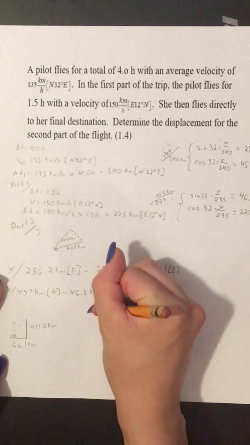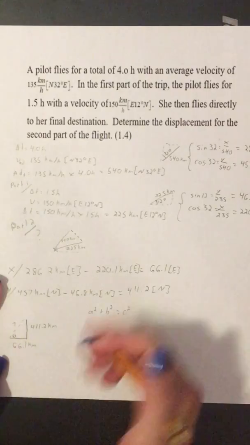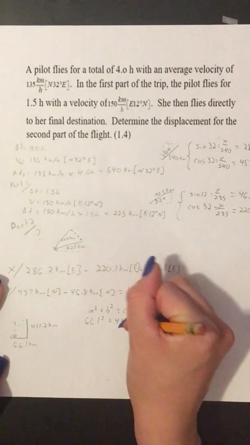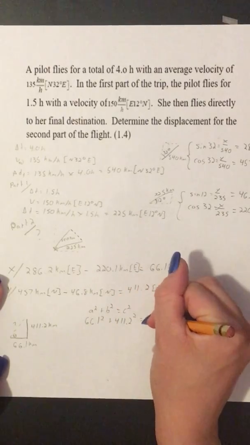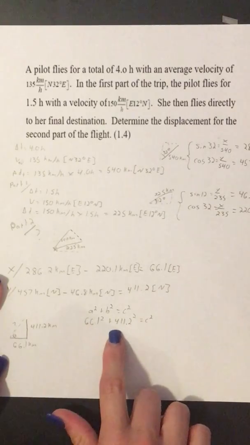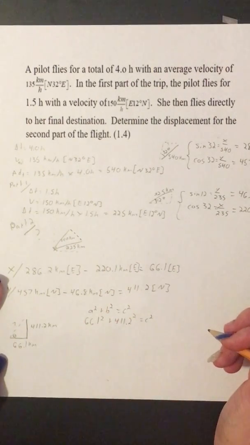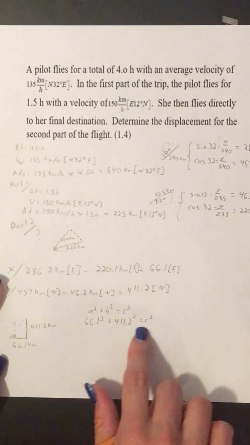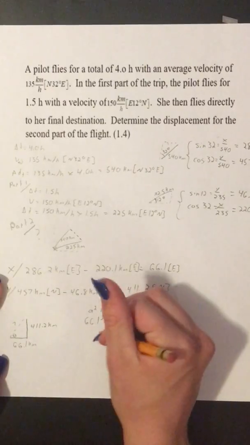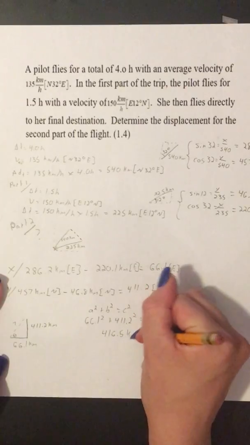So we can do a squared plus b squared is equal to c squared. Plug in our values here. So 66.1 squared plus 411.2 squared is equal to, I'll square root them all at the same time. We'll add these together and then square root it. And that'll give us a total of 416.5 kilometers.